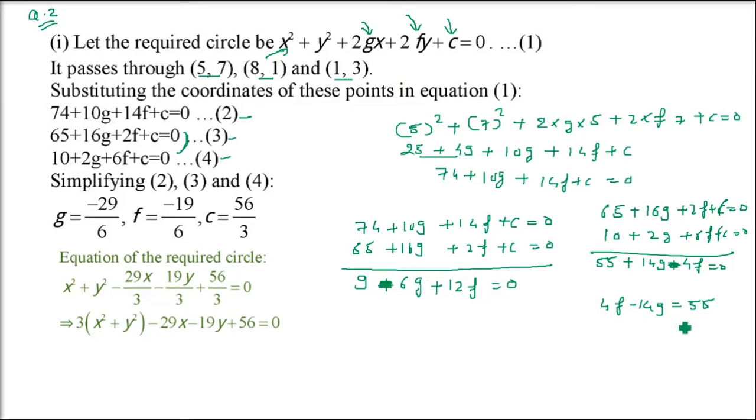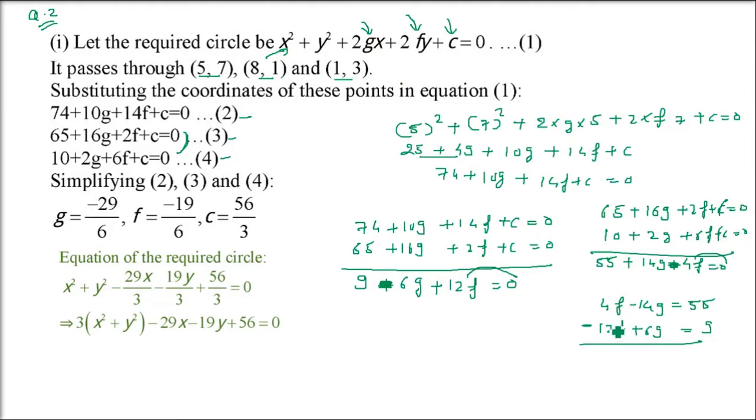I'm taking this equation as 9, I'm taking it on this side. So we have 6g minus 12f. Now, I just need to change the sign. I'm saying minus 14g and plus 4f is 55. This second equation I'm going to change, because when I take 9 on this side, I have to change the sign. It will be minus 12f and plus 6g, and this equals 9. And just try to solve these two.